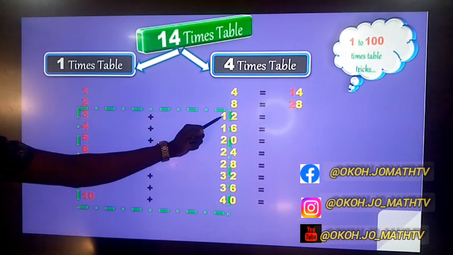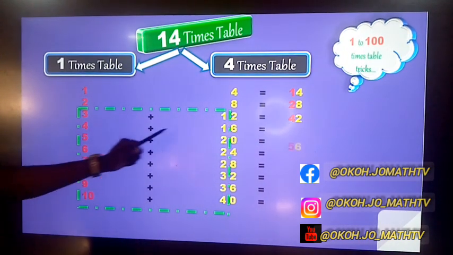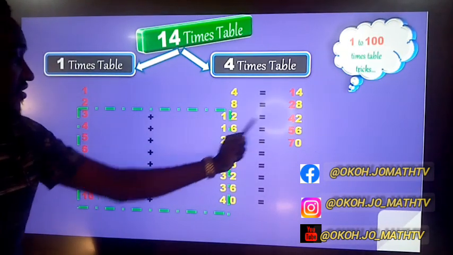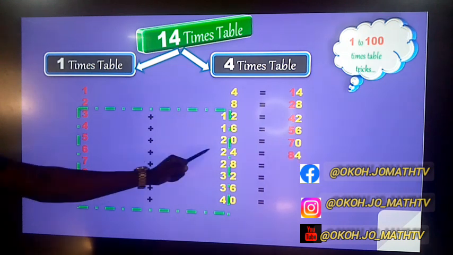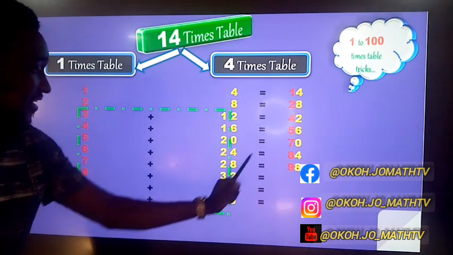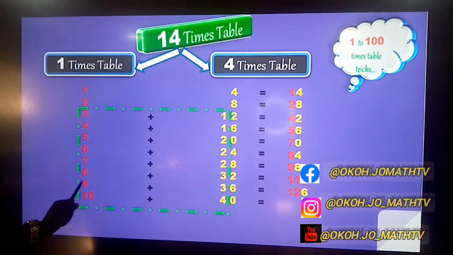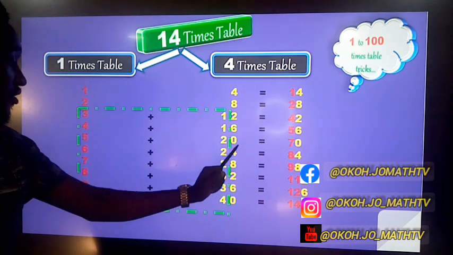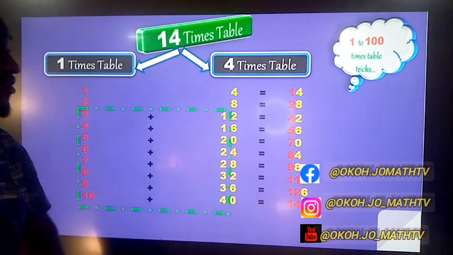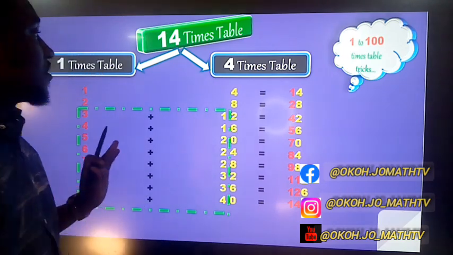Like 3 plus 1 is 4. Then bring down this 2. Is that okay? Then 4 plus 1 is 5. Then 6. 5 plus 2 is 7. Then 0. 6 plus 2 is 8. Then 4. 7 plus 2 is 9, then 8. 8 plus 3 is 11, then this 2. 9 plus 3 is what? 12, then 6. Then 10 plus 4 is what? 14, then this 0. You can see how quick it is for the 14 times table to appear there.